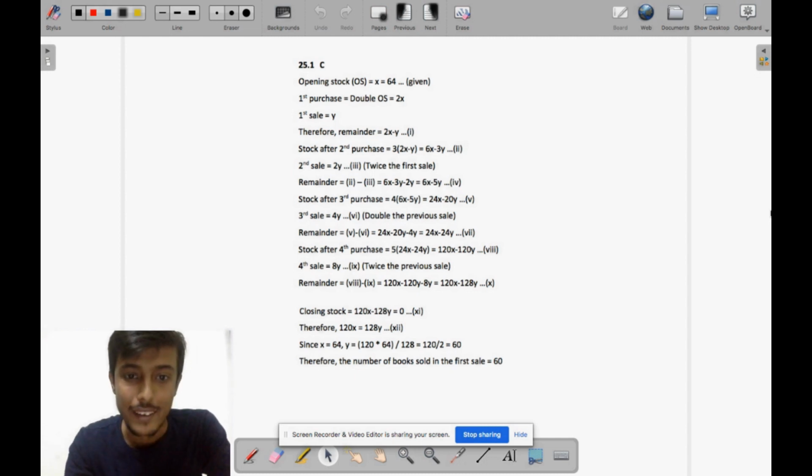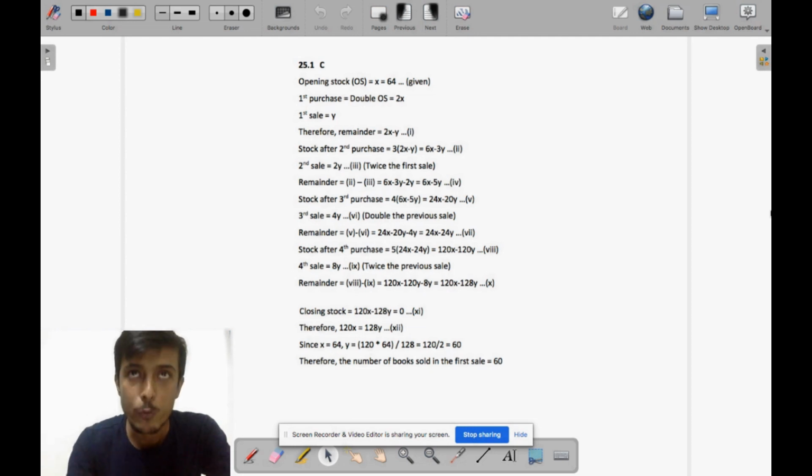Equation 4 minus equation 5 minus equation 6 gives you 24x minus 24y, which is the seventh equation. So this is the remainder after the third sale. Moving on to the stock after fourth purchase.